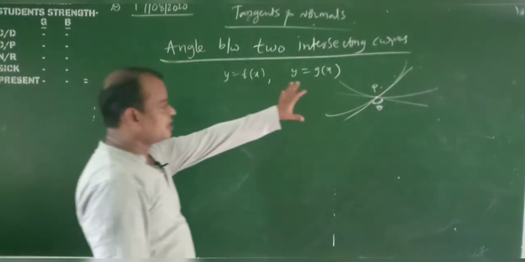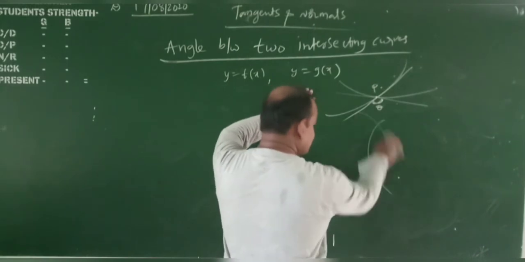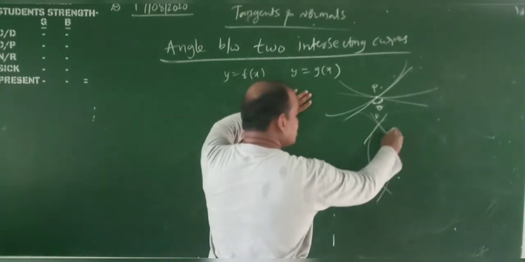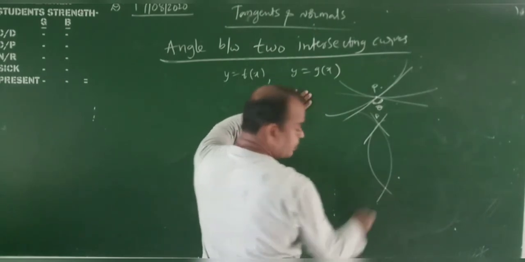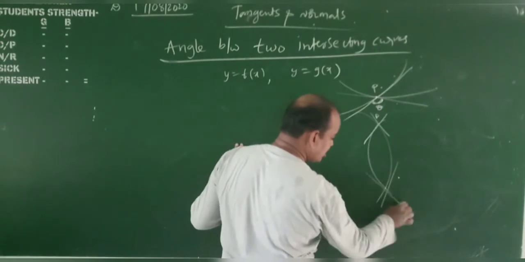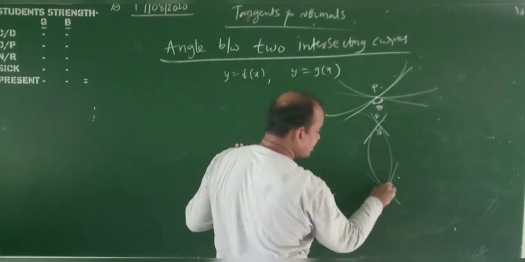Angle between the two intersecting curves. Otherwise you can also write it in this way. Suppose this is P. Here the curves may intersect at two points. Here also you draw the tangent. The angle here is the same.